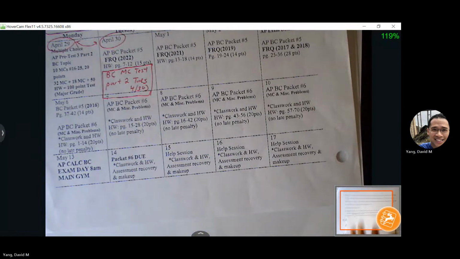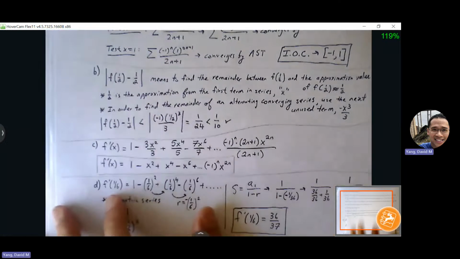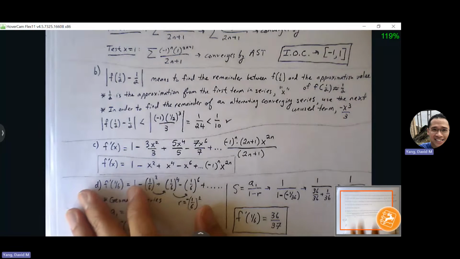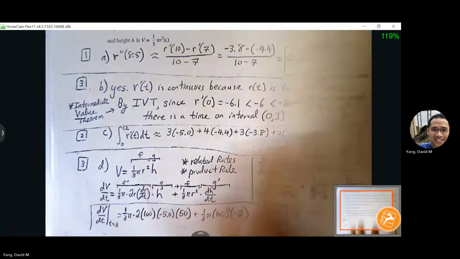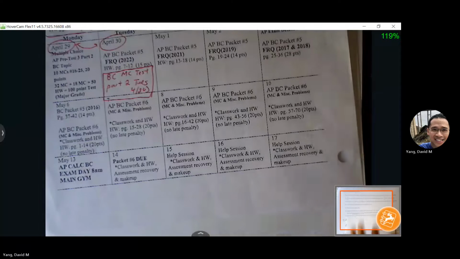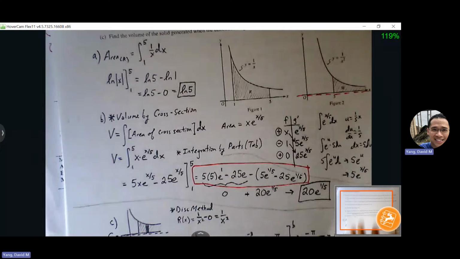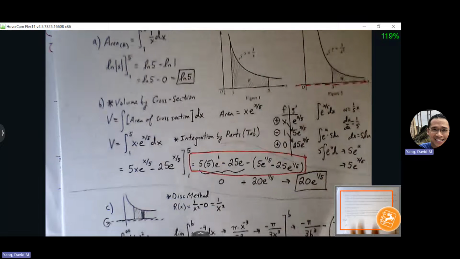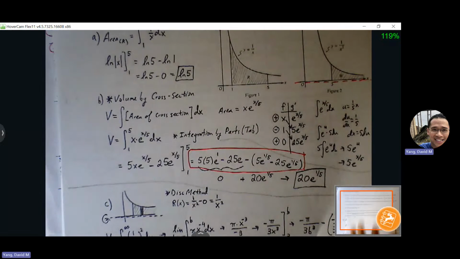If you're good with page 13, go to page 14. So this is one BC topic FRQ. You mean for number 5? Was this a BC one? Yes, this is a BC one. Parts B and C are BC topics because integration by parts is BC and the improper integral is BC.